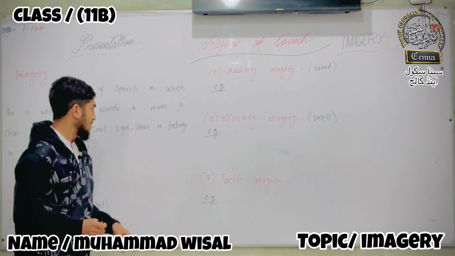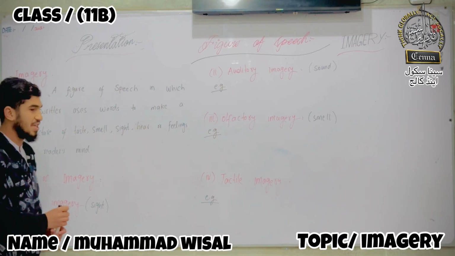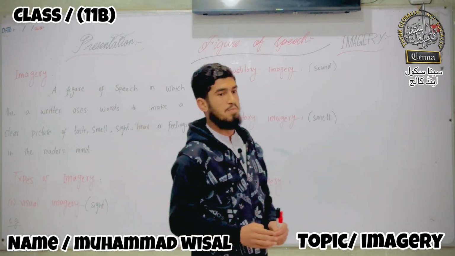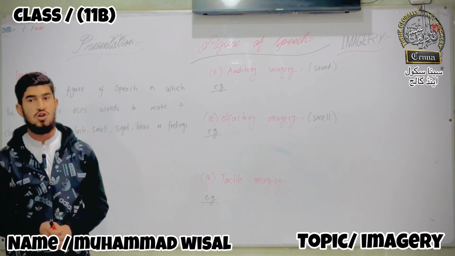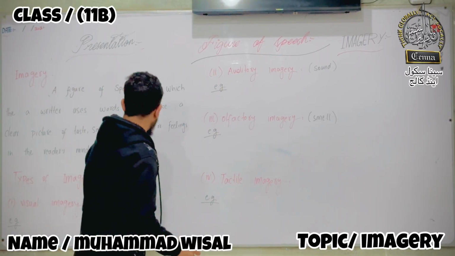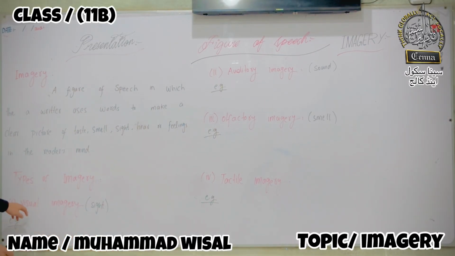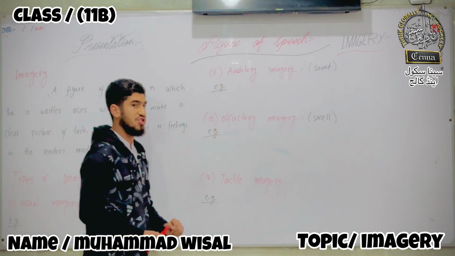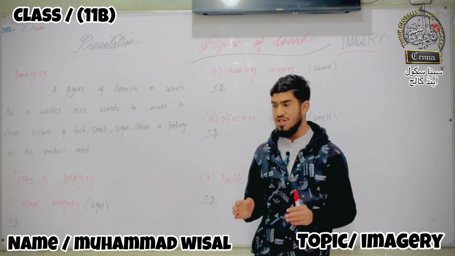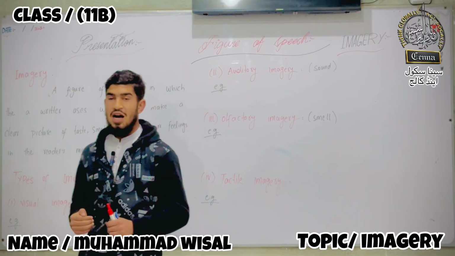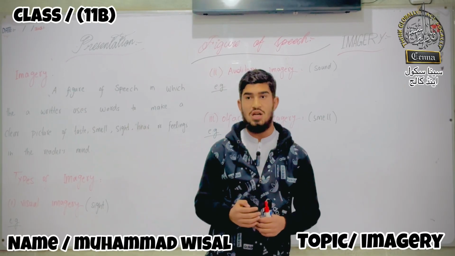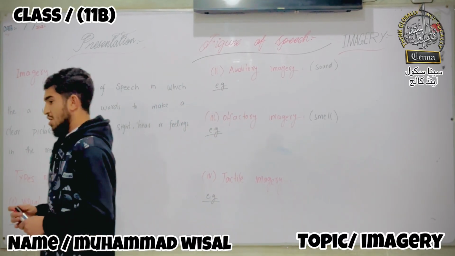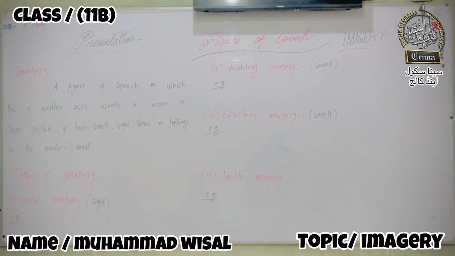If you talk about the types of imagery, basically it has 7 types. But in my presentation, I am going to talk about 4 types of imagery. The first type of imagery is visual imagery. What is meant by visual imagery? Visual imagery shows us how something looks.